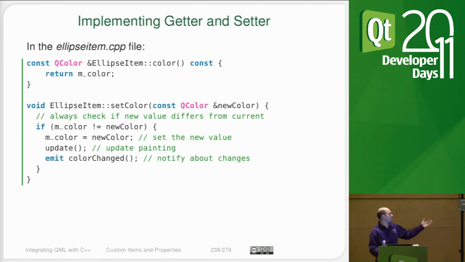It's pretty simple. In C++, just like if you were writing graphics items or widgets, in your setters you should always make sure that what you're being set to is different than what you already are. That will keep you from getting infinite recursion if you have signals and slots crossed up. And you set your color, you call update to repaint yourself, and you emit the correct signal. And here we have the signal colorChanged.